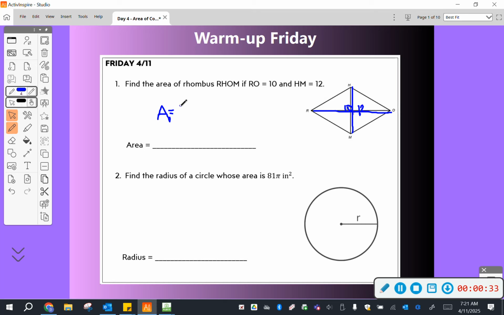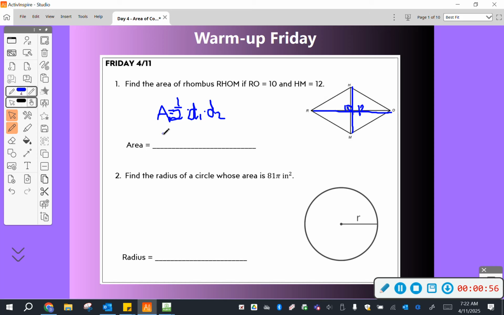So both of y'all are right. You can write it either way. I don't care. You can either do 1/2 diagonal 1 times diagonal 2, or you can do diagonal 1 times diagonal 2 divided by 2. It is the same thing. I'm sorry, that's ugly handwriting. The reason I prefer this way is because when you work backwards, it's easier for me. Doesn't matter which way you choose.